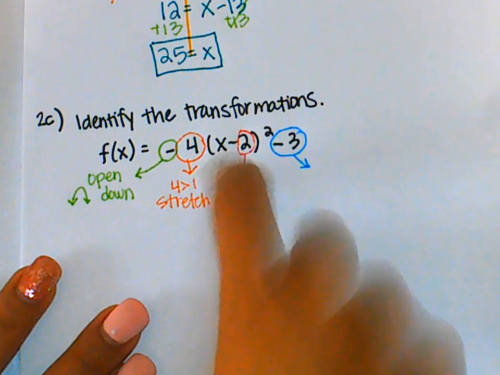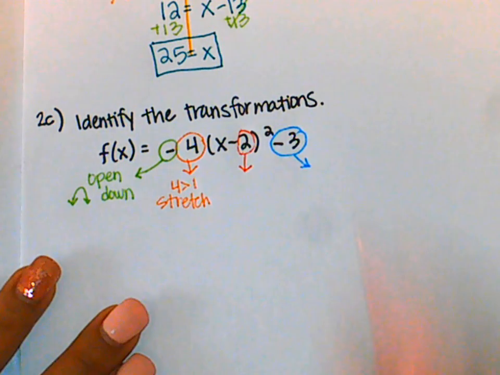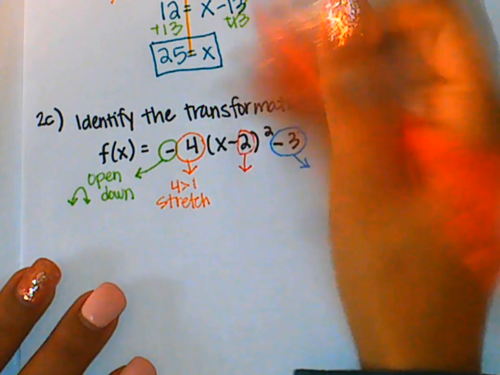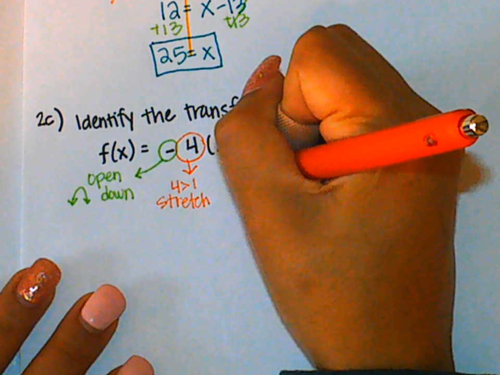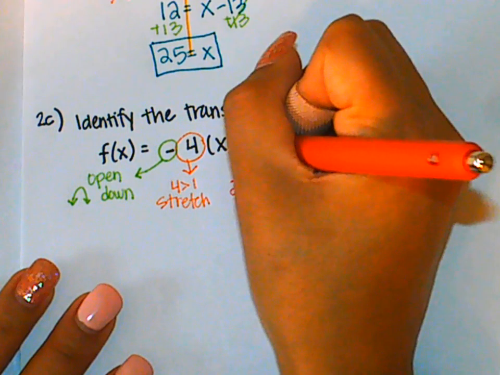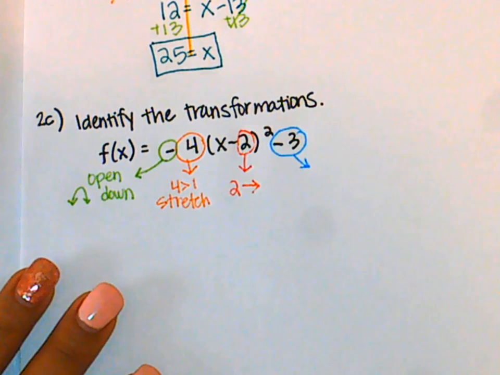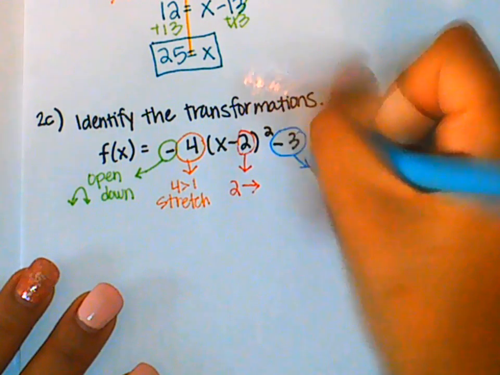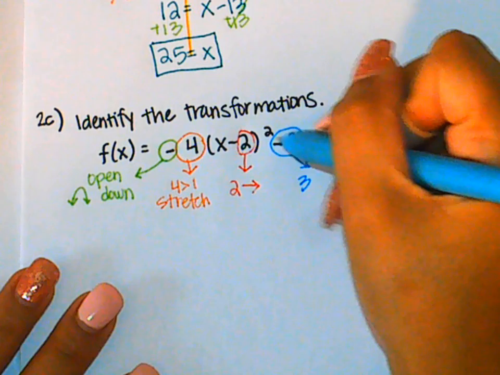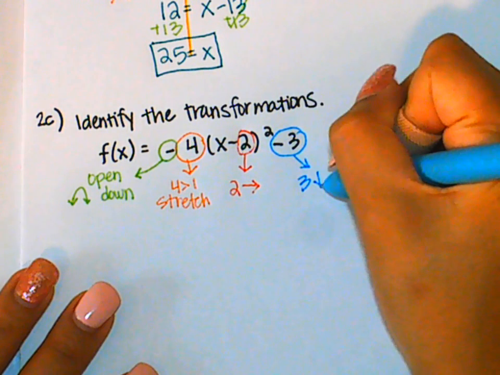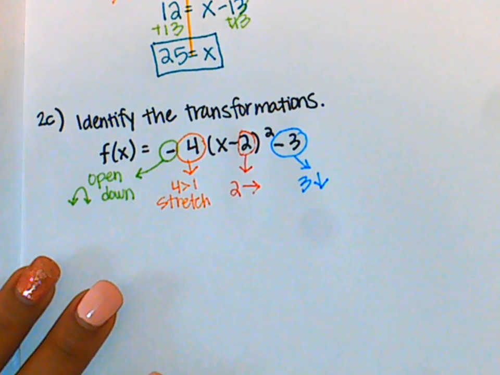Now looking at our 2, remember I said it's the opposite. So since this is a minus 2, this tells me I'm going to move 2 units. Instead of in the negative direction, I'm going to do the opposite, which is to the right. And then lastly, the 3, I'm going to move down because it's negative 3 units. And that's it.